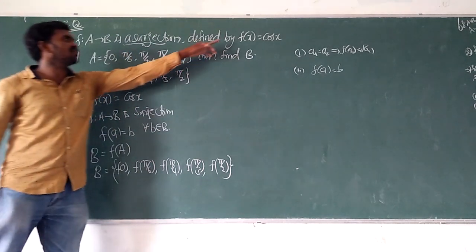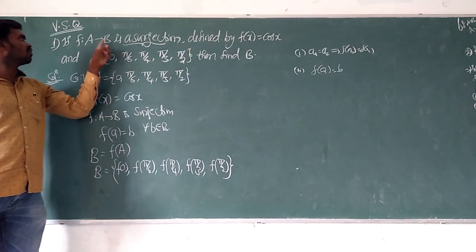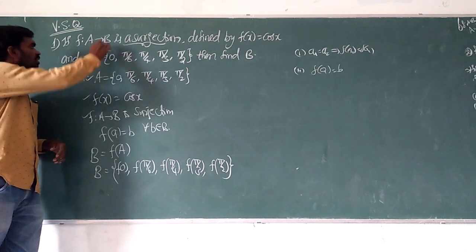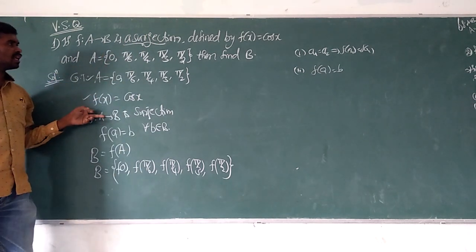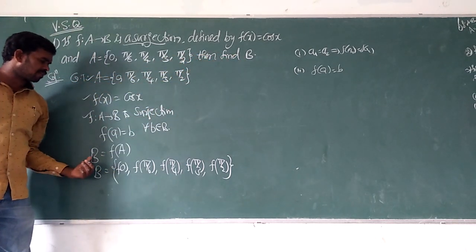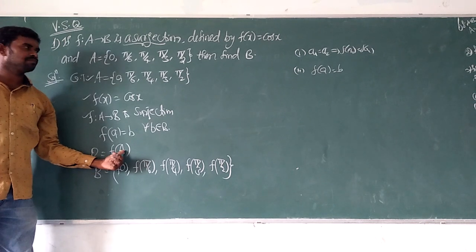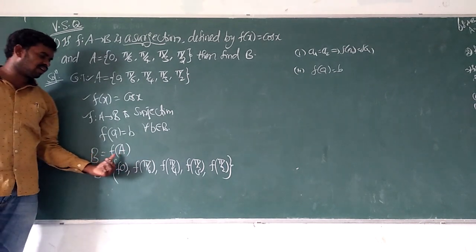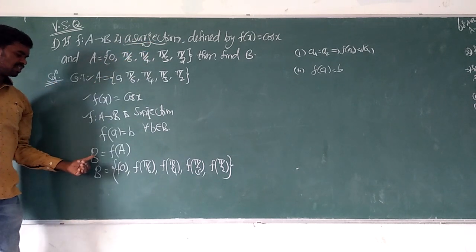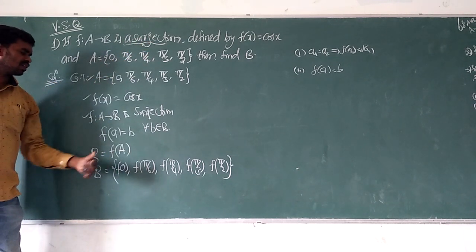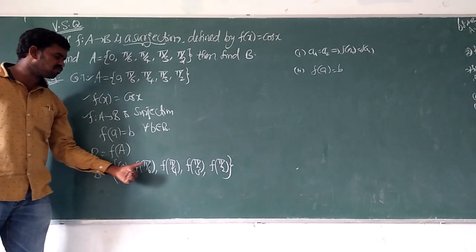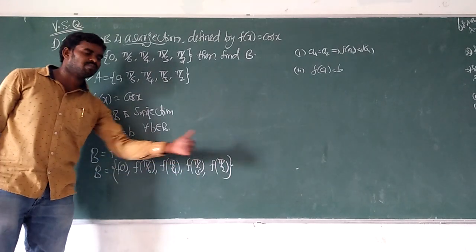And what is f of x? That is cos x. And what is A to B? Surjection. These three steps I have written from the question. Then we have to find capital B. What is capital B? It is nothing but f of capital A. Why have we taken f of capital A? Because f is a surjection. f is a surjection means B equals f of A. So f of A means f of 0, f of pi by 6, and so on up to f of pi by 2.